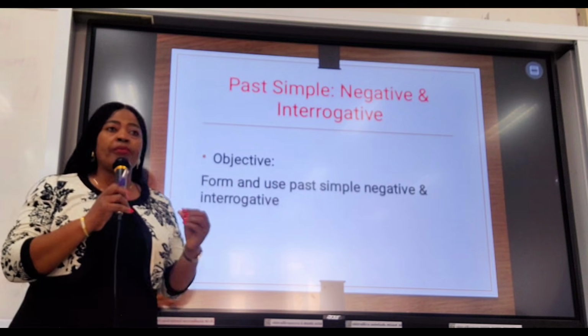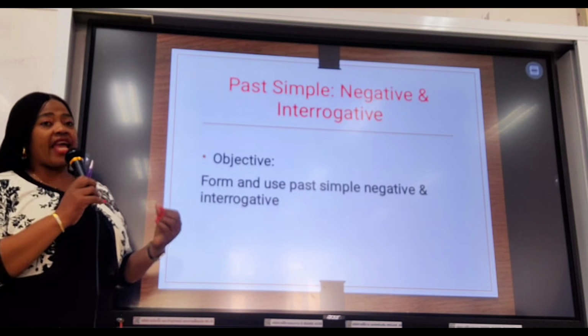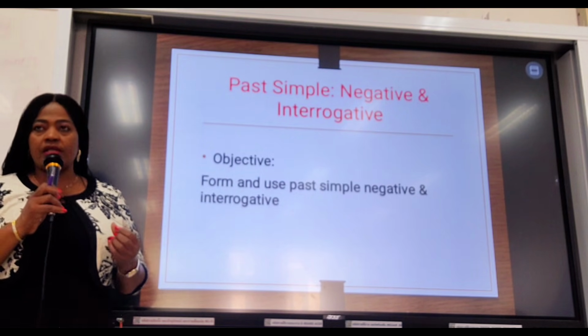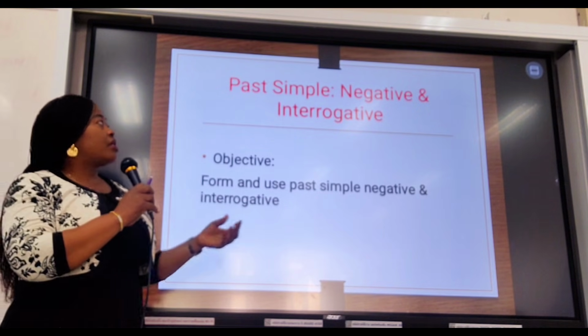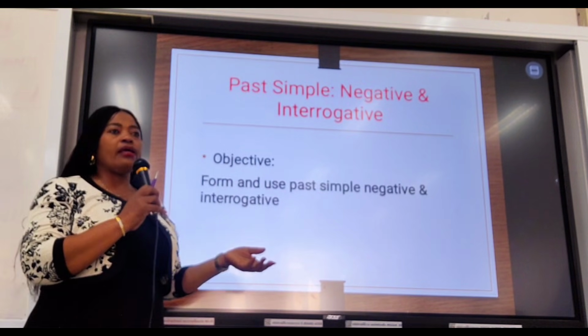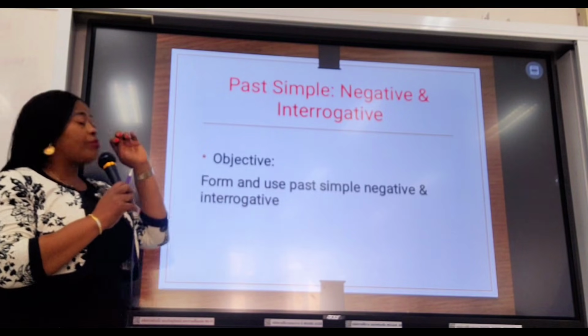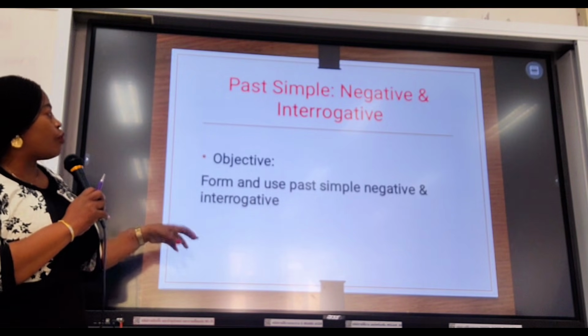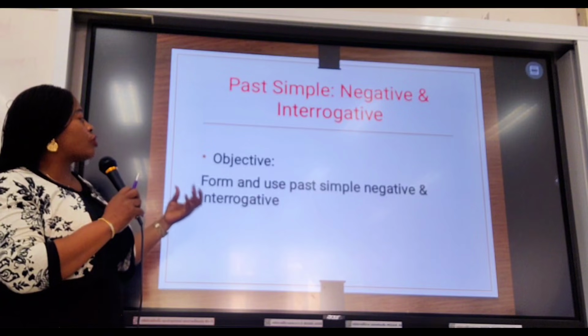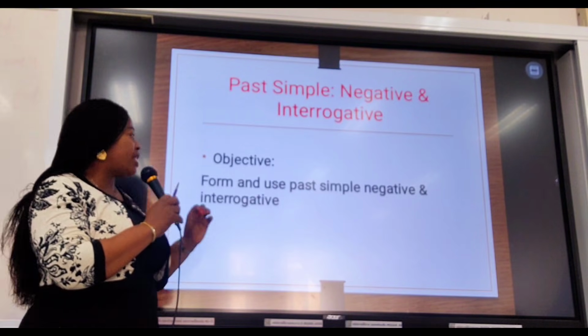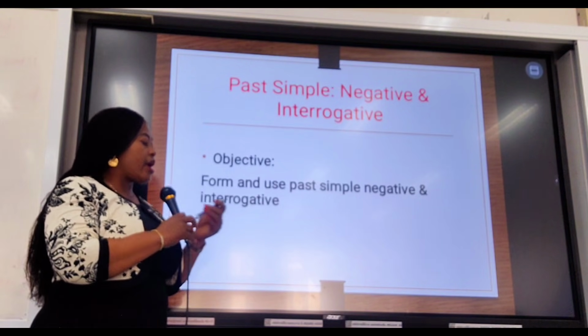Today we are just going to look at the negative. How do we form past simple, negative, and interrogation? When we talk about interrogation, it means question. You can either say question or interrogation. Now, the objective of this lesson is to learn how to form and use past simple, negatives, and interrogative.